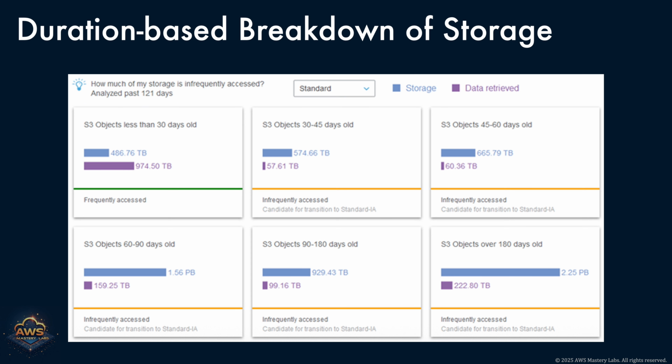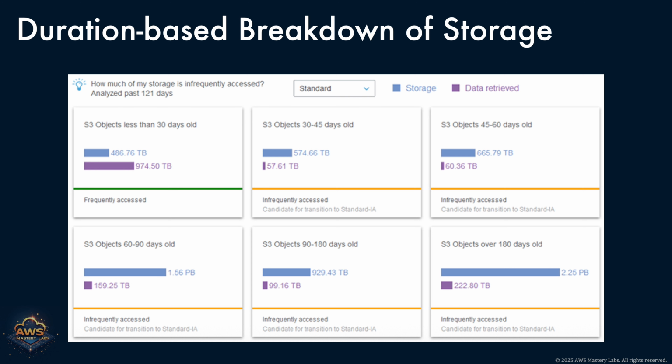Finally, in the 180-day group, 2.25 PB are still stored, yet retrieval drops to 222 TB. This last band alone holds the largest volume of cold data, underscoring a prime opportunity for transition to archival storage classes like S3 Glacier or S3 Glacier Deep Archive.